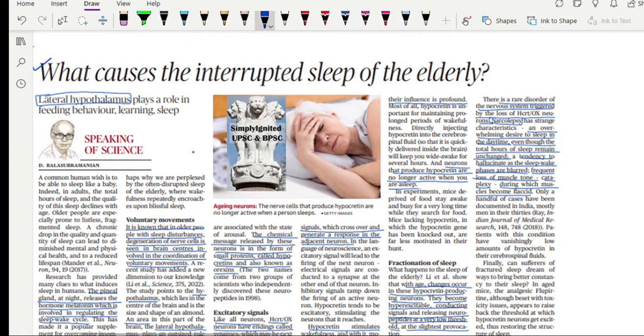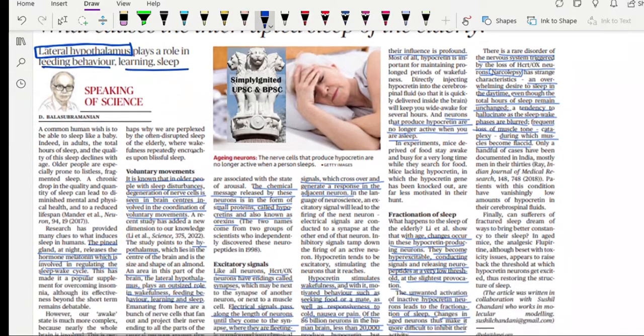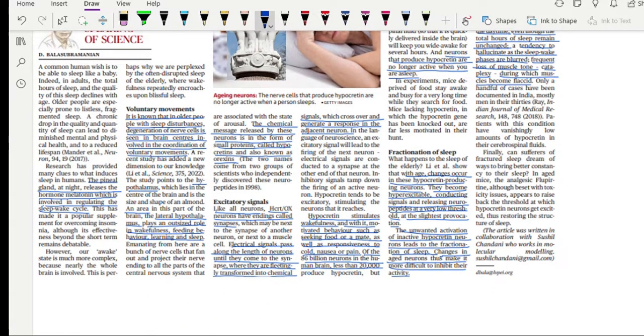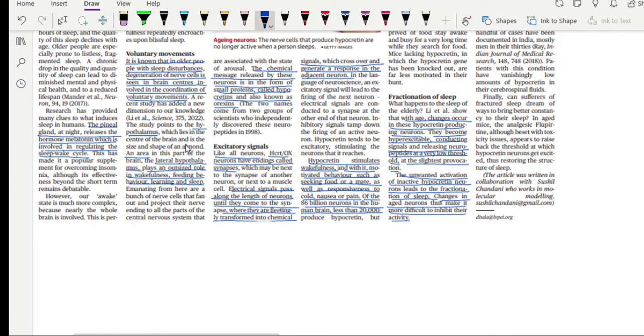Now this is a very good article. What causes interrupted sleep of the elderly? Let's see. The lateral hypothalamus plays a role in feeding behavior, eating, learning, and sleep. So there is a section of our hypothalamus called the lateral hypothalamus. This plays a very important role in feeding behavior, eating, learning, and sleeping. Now we'll have a look at this. You read it. It is not much. It is just a prose, a prelude to starting the article.